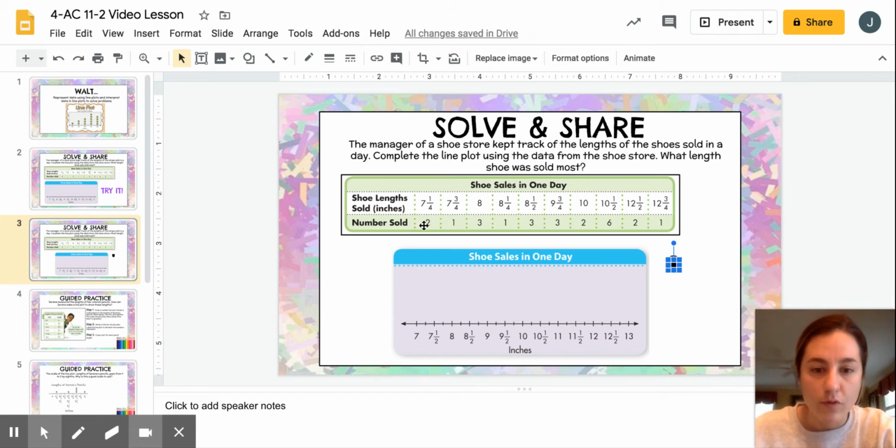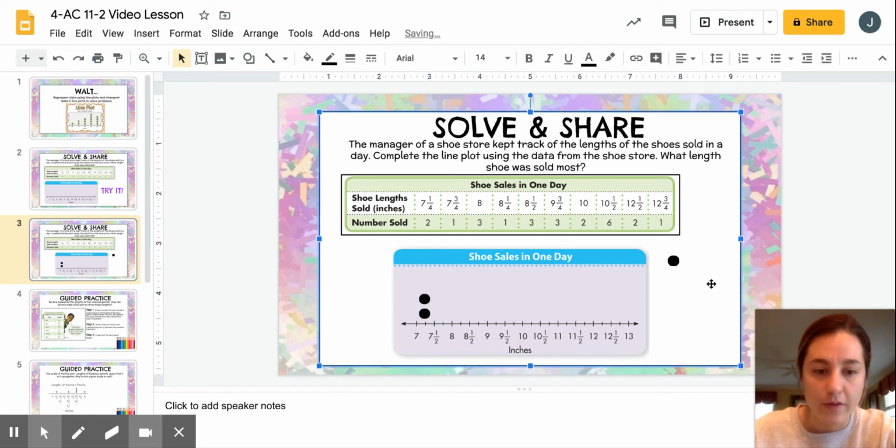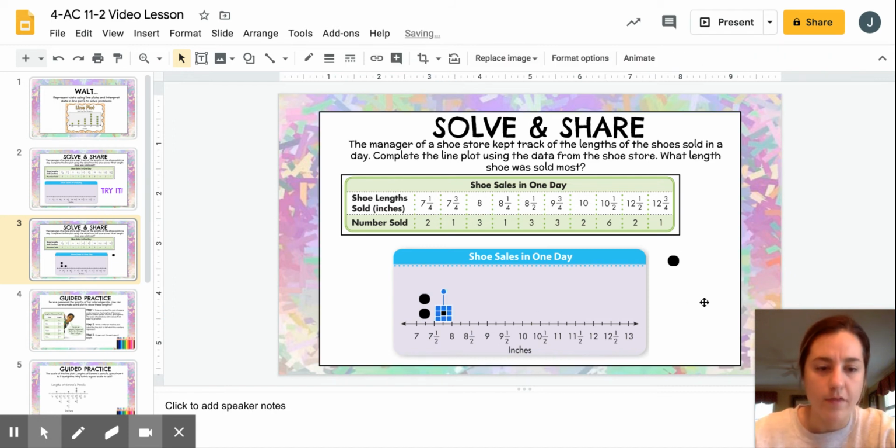So 7 1/4 should have how many dots? 2 dots. So I'm going to look for 7 1/4. I know here's 7. So if it's split in fourths, this one right next to 7 has to be 7 1/4. So I'm going to, as best as I can, put 2 dots above that. Perfect. So now I'm going to look at my next set of data. 7 3/4 has 1 dot. So I know this is 7 1/4, 7 2/4, or 7 1/2, and here is 7 3/4. So I'm going to put 1 dot above that.